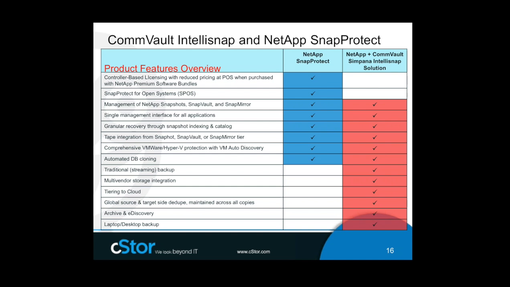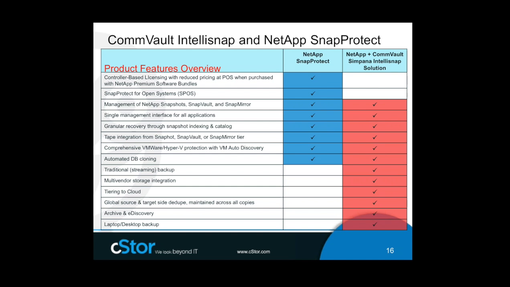This is just a quick overview of the differences, or a product feature overview, of CommVault Intellisnap and NetApp SnapProtect, because we get asked this question a lot. Again, NetApp SnapProtect is a subset OEM of the CommVault code. The two major differences, as you can see at the top, that NetApp SnapProtect adds are one around licensing and one around capabilities.